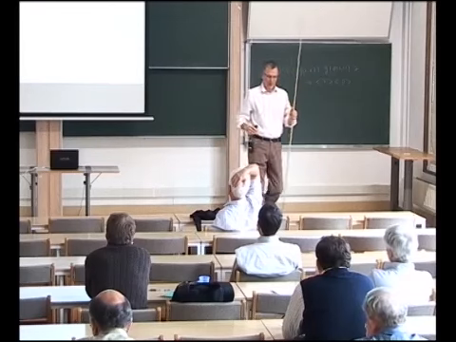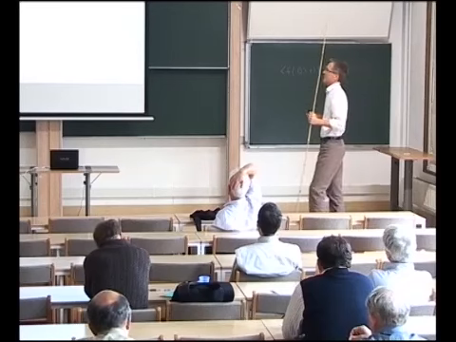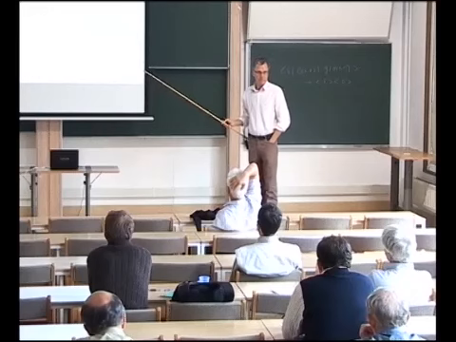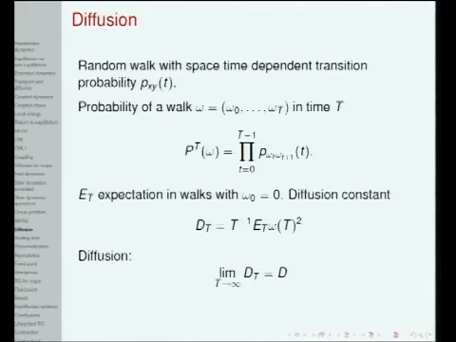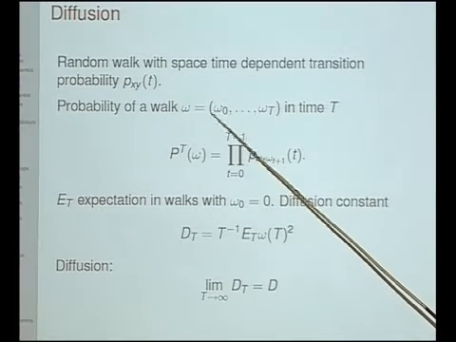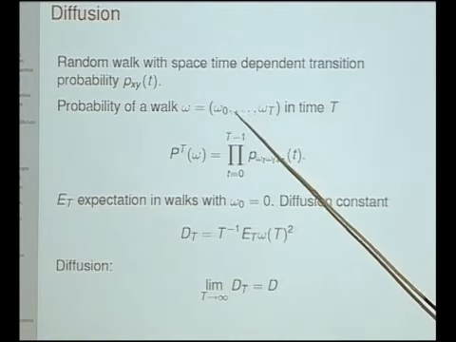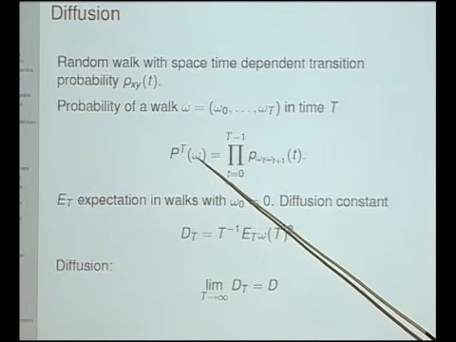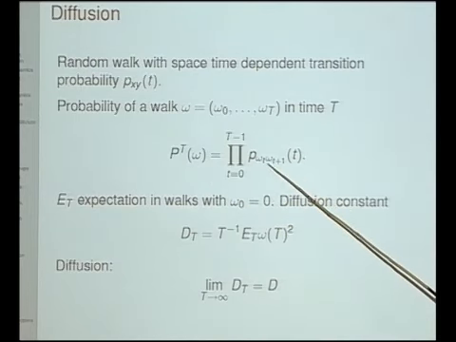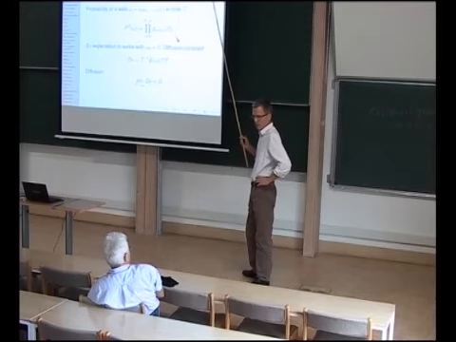So here the problem is then to prove a quenched central limit theorem for such walks, namely you pick these guys randomly, and then you want to say that with probability 1 you have diffusion. So how do you do it? Well, if you consider a random walk with space-time dependent transition probabilities, and now you're walking, let me call the walk omega. So these are points on the lattice. You walk from omega 0 to omega t in time t. Then the probability for such a walk is of course just the product of these individual jumping probabilities.